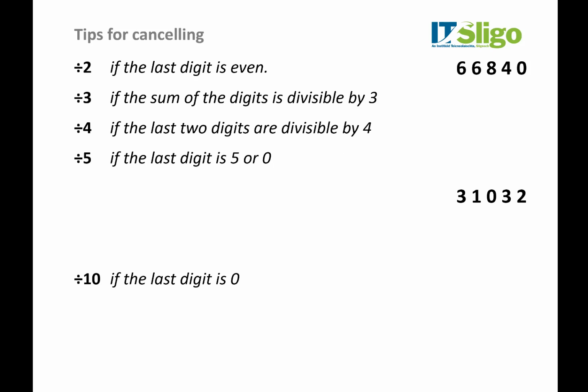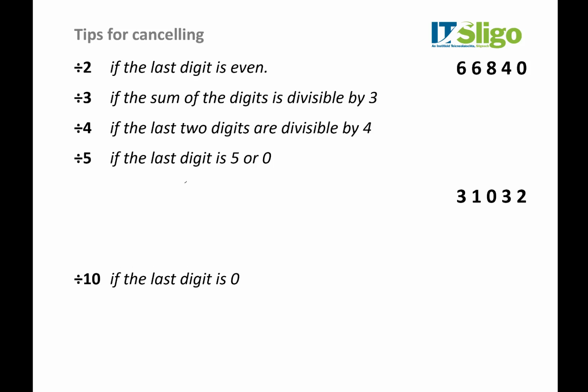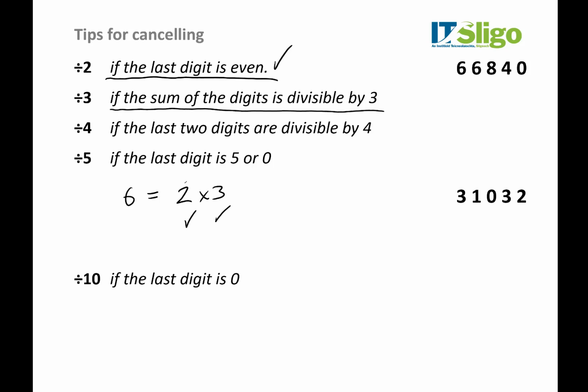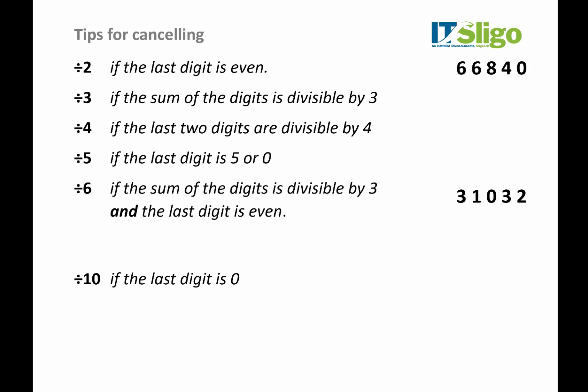How do we know a number is divisible by 6? Well, 6, guys, if we think of it, the factors are 2 by 3. So essentially, we know a number is divisible by 6 if it fulfills the conditions for divisible by 2, the last digit is even, and if it fulfills the conditions for 3, the sum of the digits is divisible by 3. So if a number fulfills both those conditions, then it's divisible by 6.